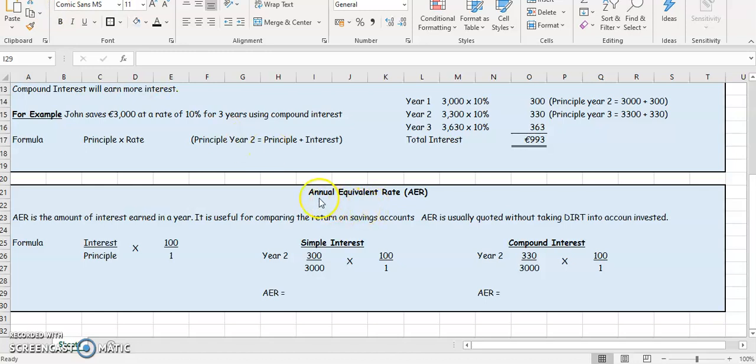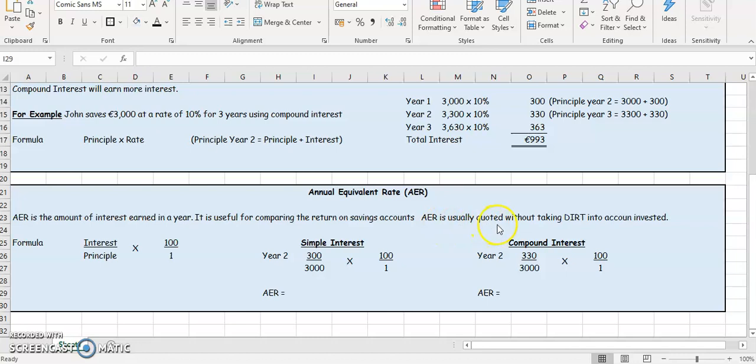Okay, so now let's look at the annual equivalent rate, or the AER. And what is the annual equivalent rate? So the AER is the amount of interest earned in a year. It is useful for comparing the return on savings accounts. So each bank will have their own AER rate, and you'll be able to see that, and then you'll be able to select the best bank that offers the best rate.